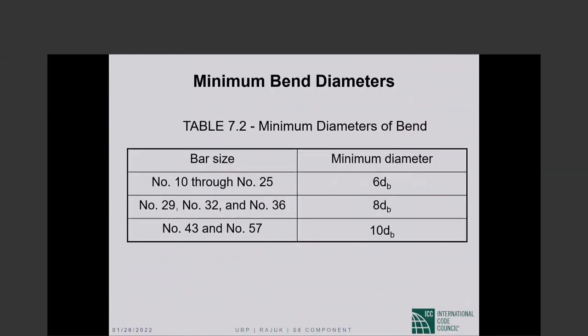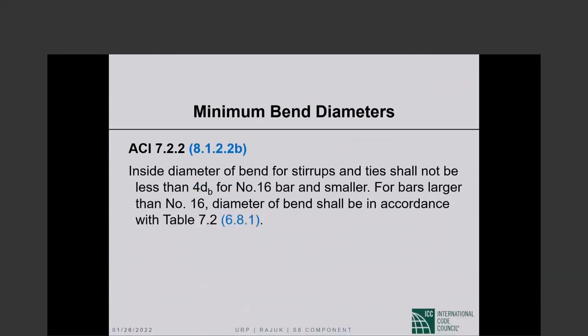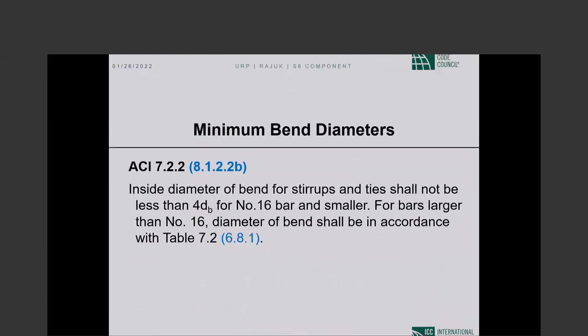So this table is basically for longitudinal bars. So number 10 through 25 bar size, 6 bar diameter is the minimum bend diameter. Larger bars, 8 bar diameter is the minimum. The very large, our number 11 and number 14, as we call them here, 43, 57 millimeter diameter, 10 bar diameter is the minimum bend diameter. Inside diameter of bend for stirrups and ties.